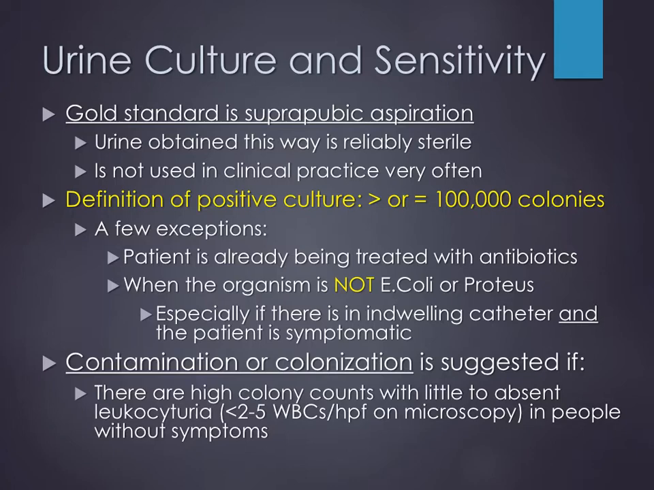Now, the gold standard for this is a suprapubic aspiration. That's how you're going to get the urine out. This is not practical and is not typically done in practice. Many people have had UTIs before, and you've never seen a doctor or a provider sticking a needle in their suprapubic space to get urine out. But it is by far the most reliable way to get sterile urine and get an accurate culture result. So that's why it is the gold standard.